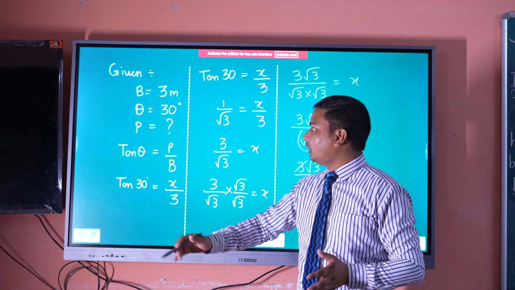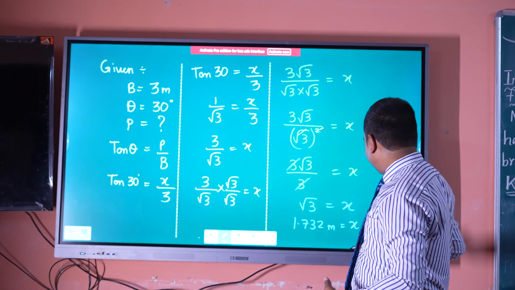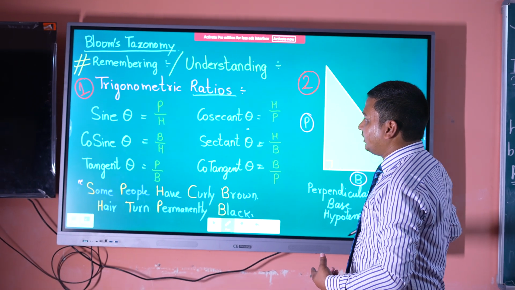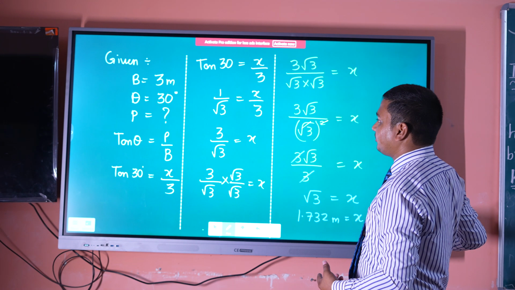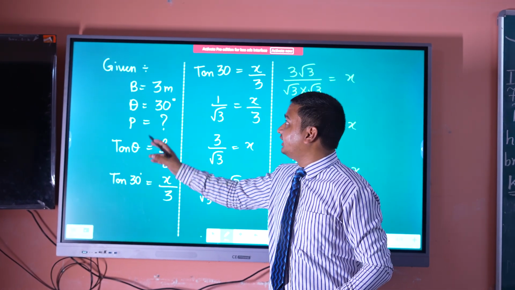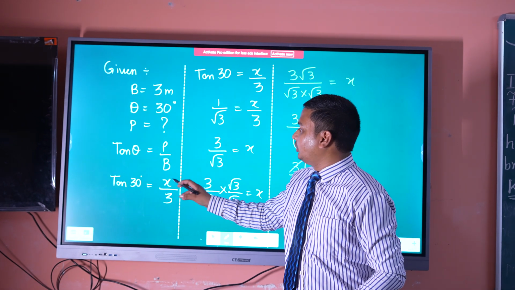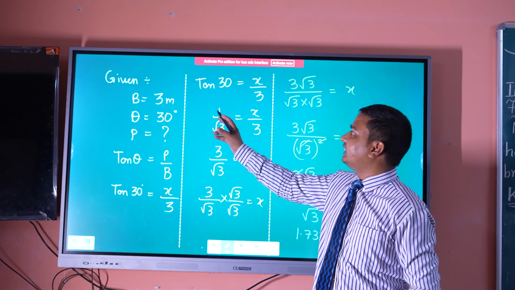In that condition, I am going to apply tan theta. Now sir, how did tan theta come? Already we have learned in our starting that tan theta is perpendicular by base. Perpendicular I don't know, angle I know is 30 degree. Let the perpendicular be x and the base be 3 meter. So it is written tan theta, tan 30 degree.